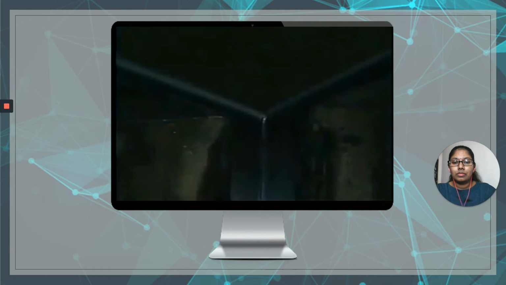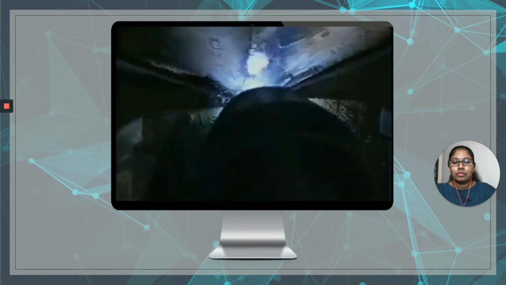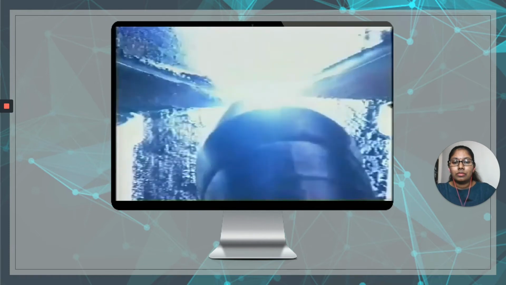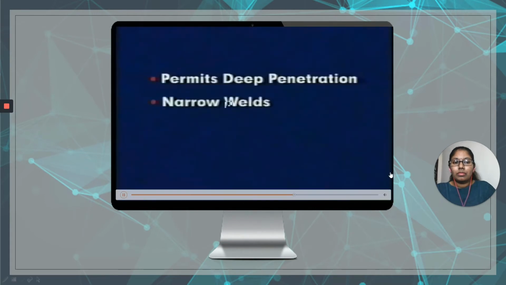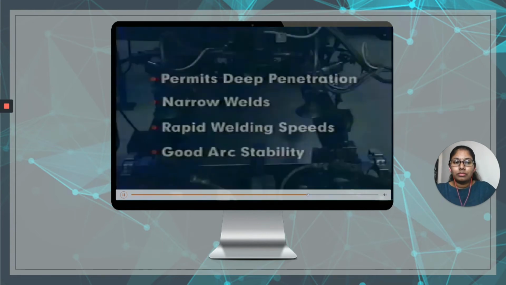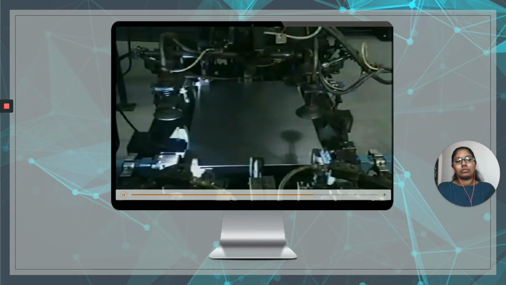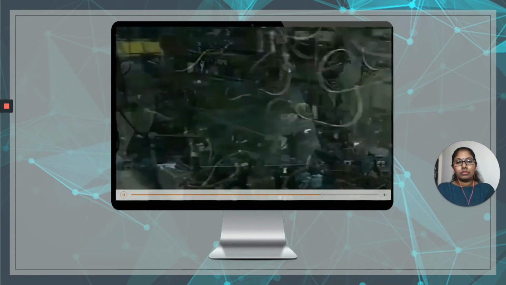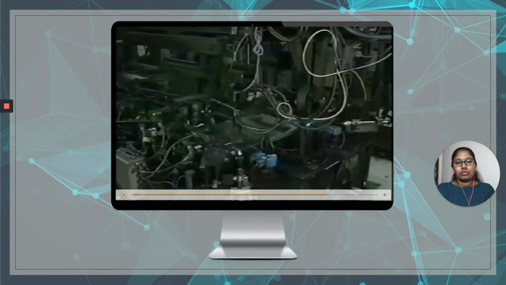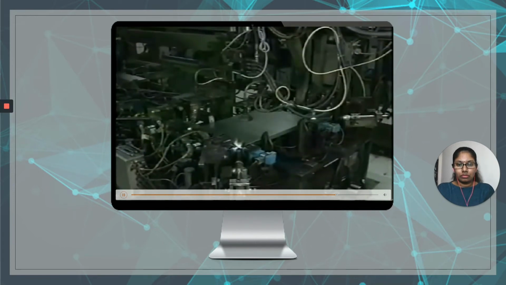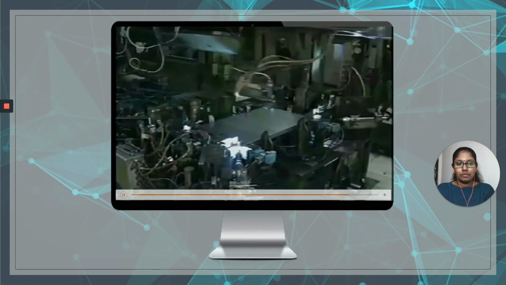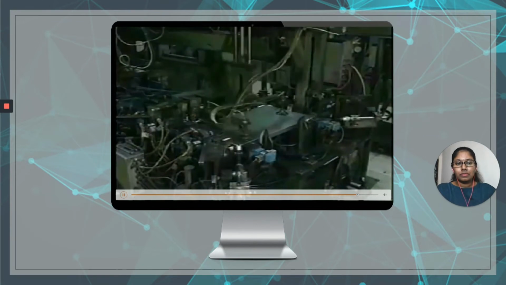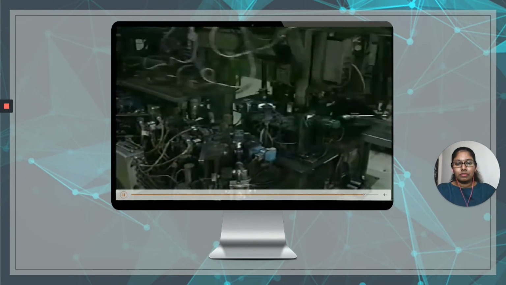Because of the constricted arc, the heat energy of the plasma stream is concentrated and extremely intense. This permits deep penetration, narrow welds, and rapid welding speeds with good arc stability. Workpieces can be joined with or without filler metal. Plasma arc welding can be used to join most ferrous and non-ferrous metals, including extremely thin materials such as foils. Plasma arc welding equipment cost is high, however, so the process is often limited in its application.